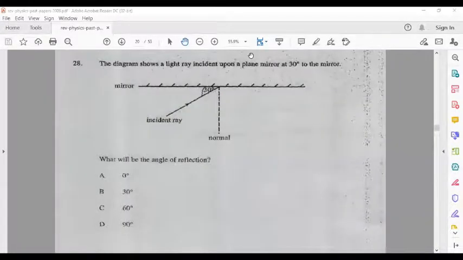All right, so we have a light ray incident upon a plane mirror. Remember, plane mirrors, those are flat, like the ones you use in the bathroom or in your room every day. And we have an angle of incidence of 30 degrees. What will be the angle of reflection?